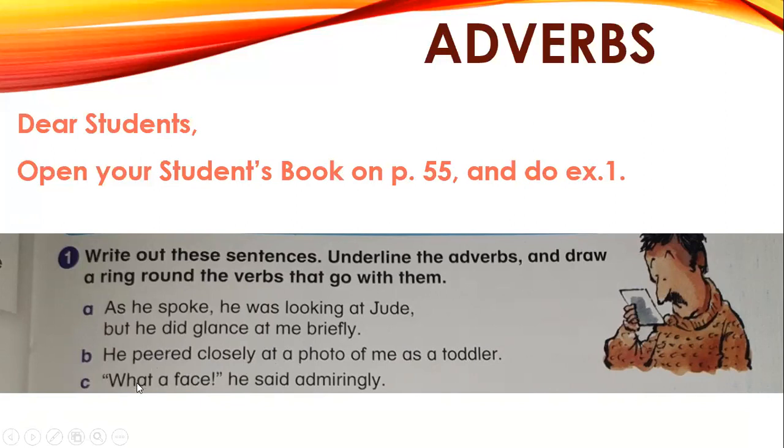C. "What a face," he said admiringly. Okay, how did he say this sentence? He said it admiringly. So admiringly is an adverb that describes the verb said. So please, my dear students, underline admiringly because it is the adverb and circle the verb said. When you finish, please check your work.